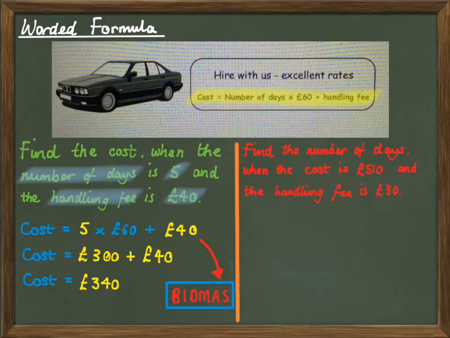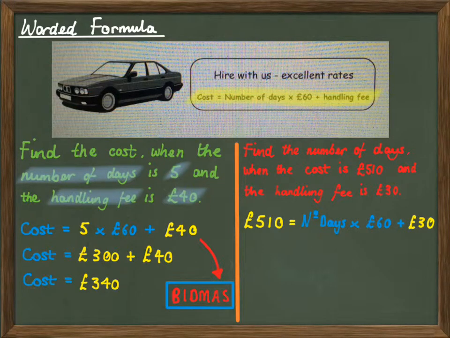Pretty straightforward. Now part B, slightly harder because you're working backwards. We'll do the same thing to start with. We're just going to replace the words with numbers that we pick out from the question. So 510 is the cost this time, so I'm going to replace cost with 510 equals number of days is what I'm trying to find, so I've shortened it. Number of days times £60 always stays there, plus the handling fee is £30, so I can put 30 on the end. Now this is not as easy to deal with because normally we're used to seeing what we want to find on the left and then all our calculations on the right side of the equal sign. This is not like that, so you have to work it a slightly different way.